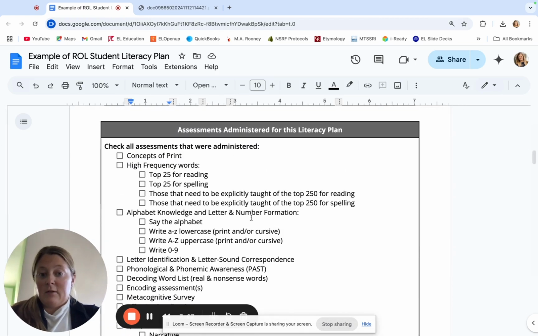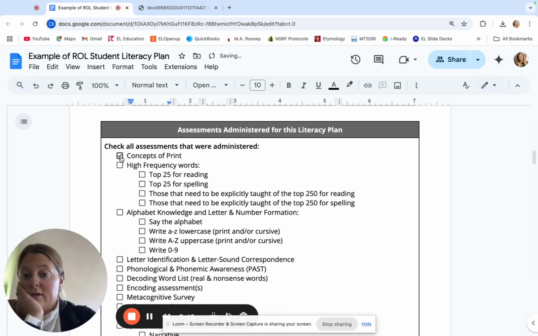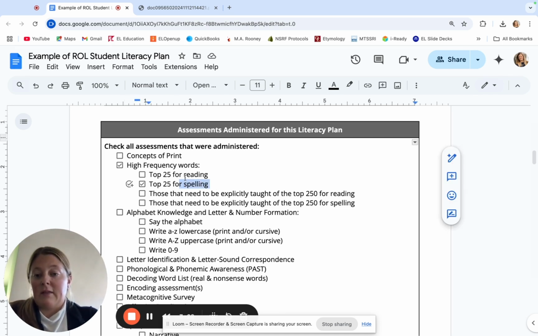Okay, so I have assessments that were administered for this literacy plan. I'm just going to check them off. So concepts of print, I did not give that one. High frequency words, I did do that, and I looked at Bob's ability for spelling. If you can spell the word, you can read the word. Like if your brain can create it for spelling, it can recognize it on sight. So I always just start by testing spelling, and that's the end goal anyway. We want students to be able to read and write high frequency words, not just read them.